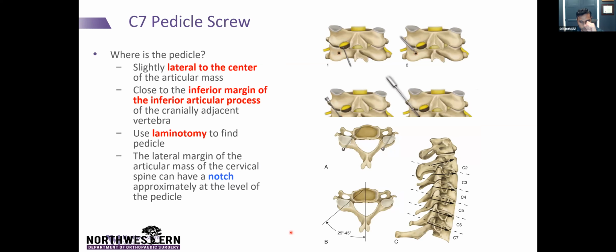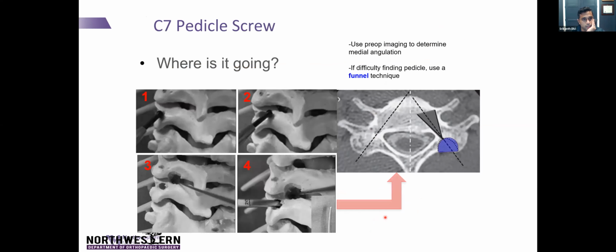You can also just skip C7 pedicle screws and do a lateral mass screw, and then go down and do T1 and T2 screws. So the C7 pedicle screw, again, this shows that technique. The one thing people also talk about is a funneling technique. If you have trouble finding it, you can burr out a little bit more, but as you go in, keep it small.